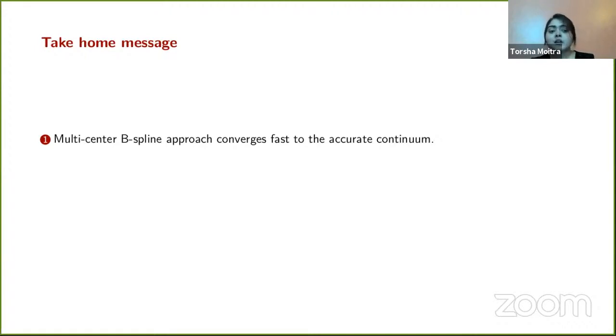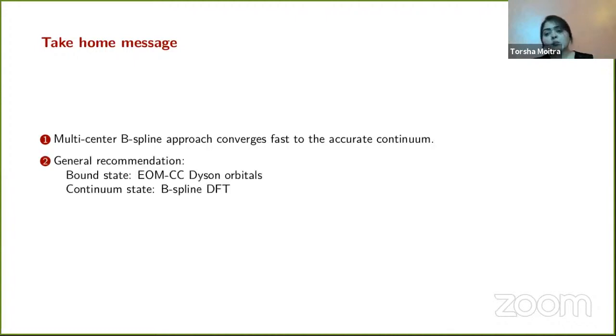With that said, I would like to summarize our work, our findings. First of all, the major finding is that the B-spline DFT approach outperforms simpler plane wave and Coulomb wave approaches. A general recommendation would be to use, for the bound state description, EOM coupled cluster Dyson orbitals, and for the continuum, the B-spline DFT approach.